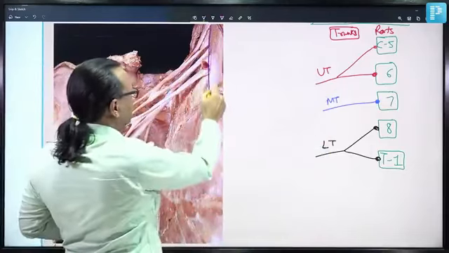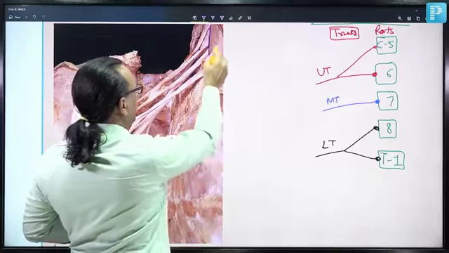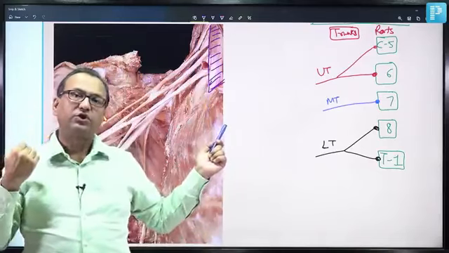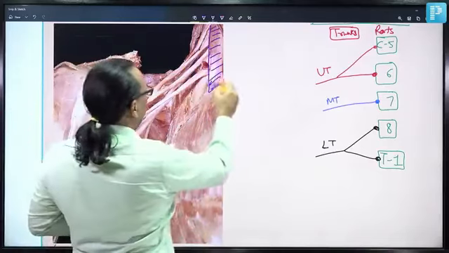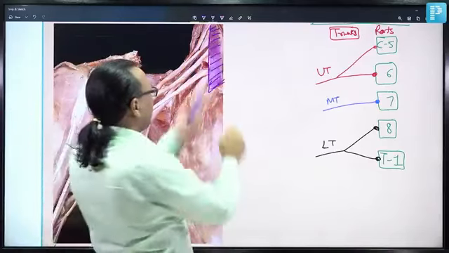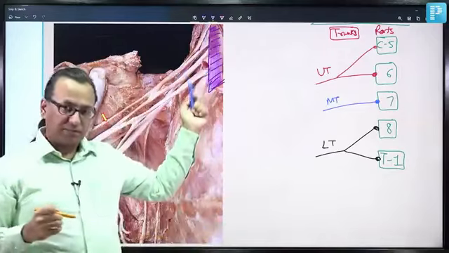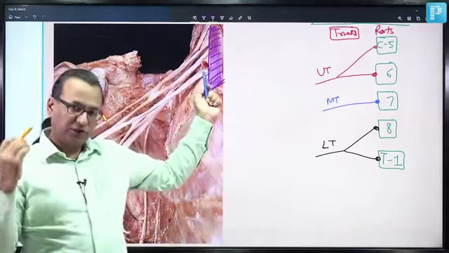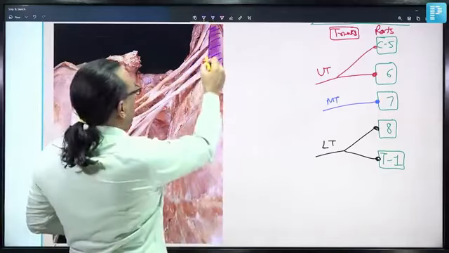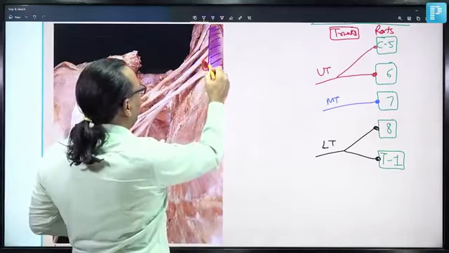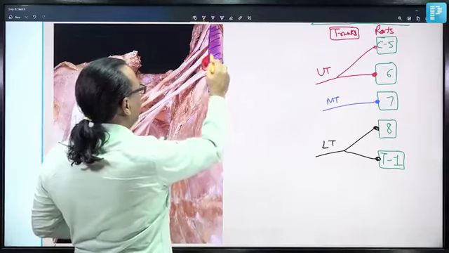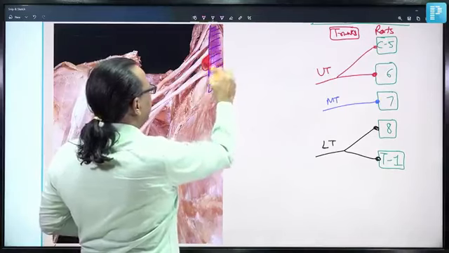This is the scalenus anterior muscle, which is in the neck region and is inserting on the inner border of the first rib. This scalenus anterior muscle lies anterior to the brachial plexus. It also lies anterior to this vessel, which is the subclavian artery. Now here is the subclavian artery. The subclavian artery was passing behind the scalenus anterior muscle.